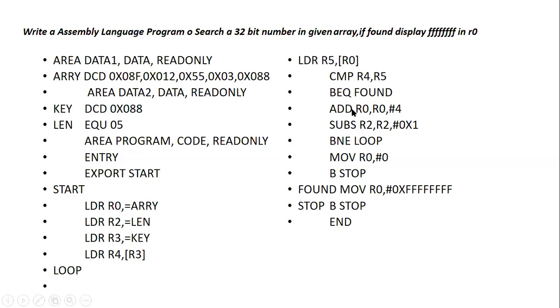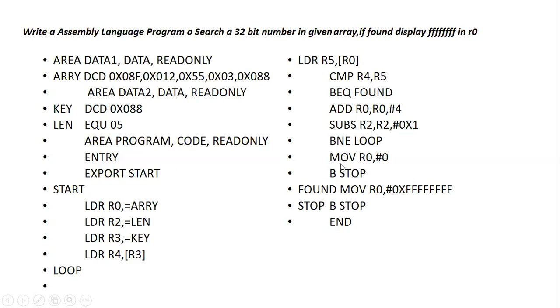So suppose in R5 there is some 8. Since it is not equal, again it will go for the next memory location by SUBS R2. Now the R2 value will become 0. Now branch not equal to loop. So now the branch will become equal, so this condition will fail, and the next instruction is going to be executed.